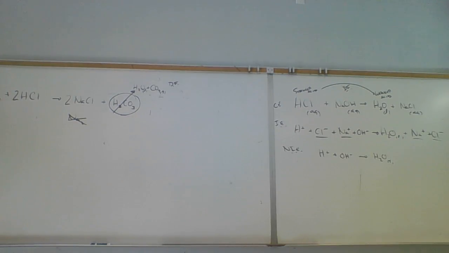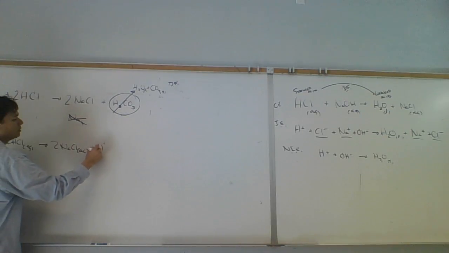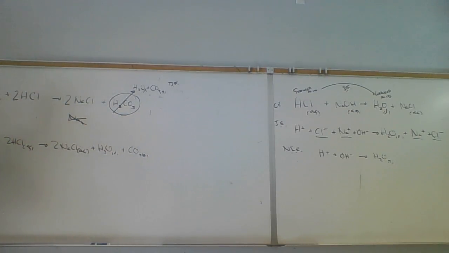Looks good. And so let's rewrite this. Sodium carbonate aqueous plus 2 HCl aqueous yields 2 sodium chloride aqueous plus H2O liquid plus CO2 gas. This would be the complete or the conventional equation. It's balanced. What I mean by balanced is that there are 2 sodium atoms here, there's 2 sodium atoms here. 1 carbon, 3 oxygens, 3 oxygens, 2 hydrogens, 2 chlorines, 2 chlorines. So all the atoms are balanced.